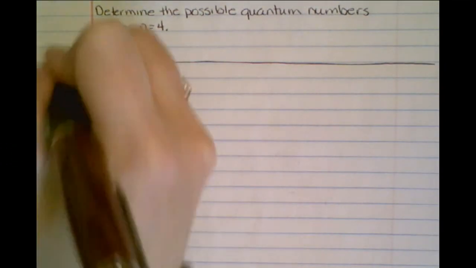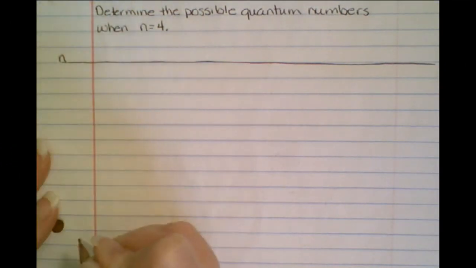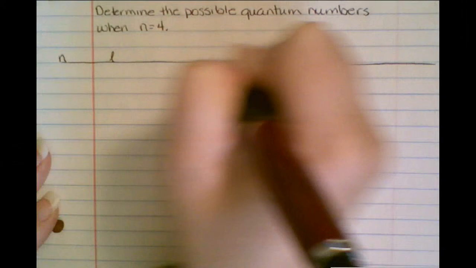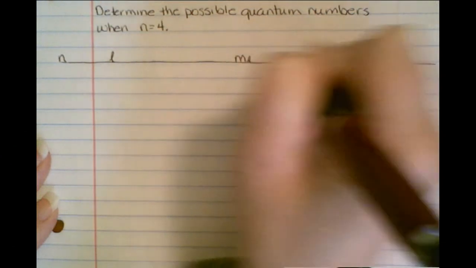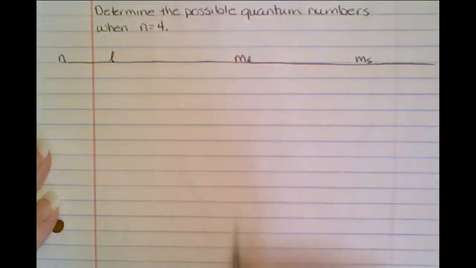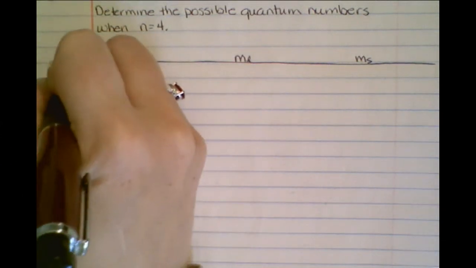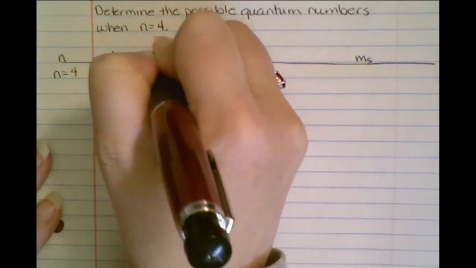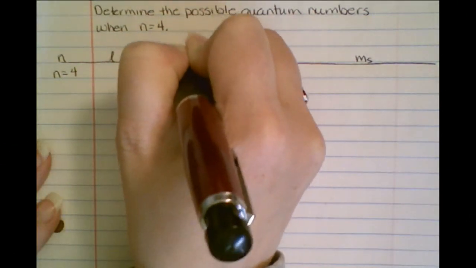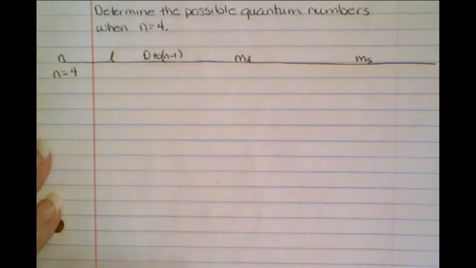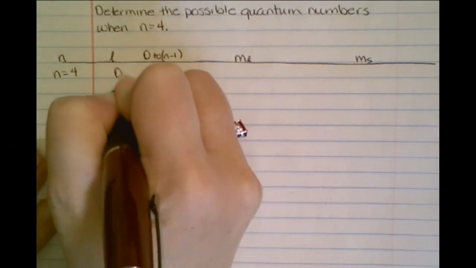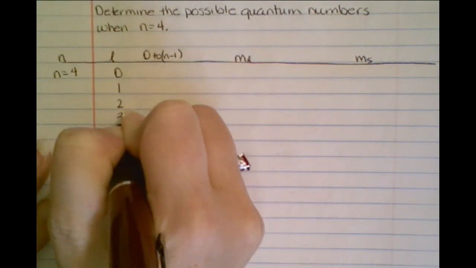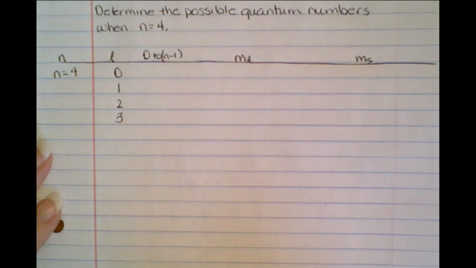So we know that we have N, which is our principal quantum number. We have L, we have M sub L, and we have M sub S. Now, N is always given to you. So in this case, N equals 4. Now for L, L values run 0 to N minus 1. So I start with 0, 1, 2, 3, because 4 minus 1 is 3.